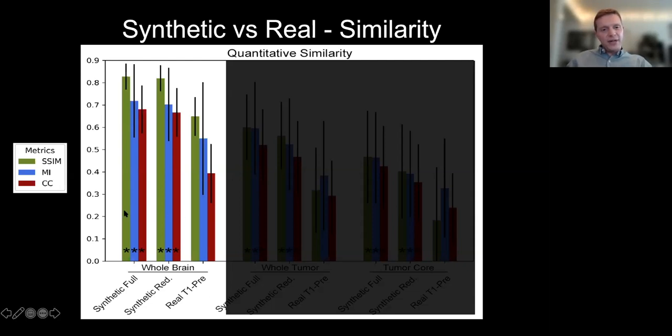And then these other 2 sets of bar graphs are our full network that was trained on all 8 image contrasts, and our reduced network just trained on the T1, the T2, and the FLAIR. And these asterisks indicate that there's a statistically significant improvement compared to the T1 pre-contrast. So our synthetic images were significantly better in terms of similarity metrics. But interestingly, our reduced model was very close. It was not statistically distinguishable. You can see that it's slightly lower by all metrics, but it's very close with just the T1, T2, and FLAIR as training inputs. So these results were across the whole brain.